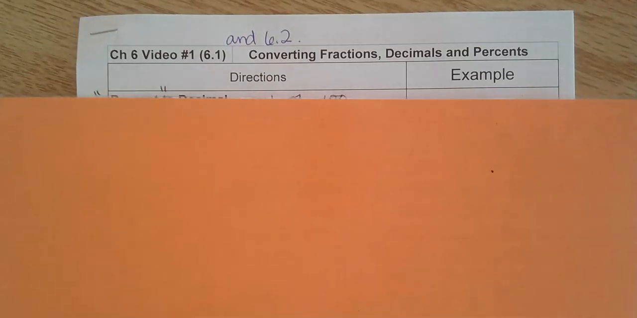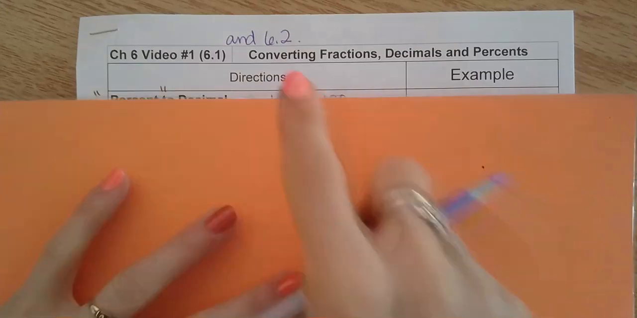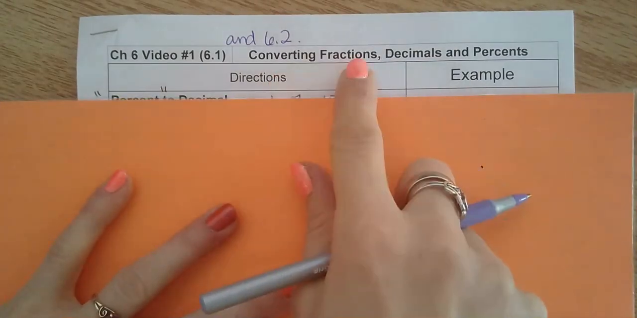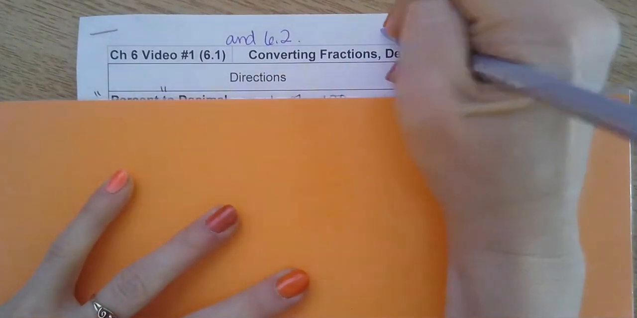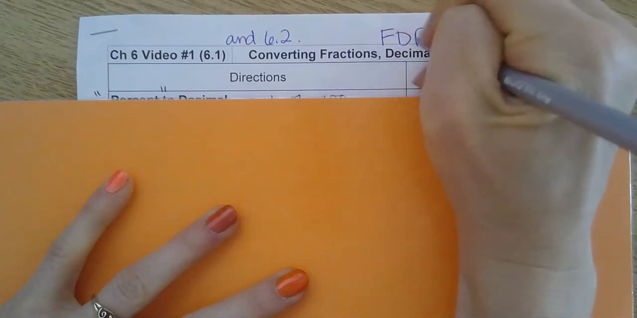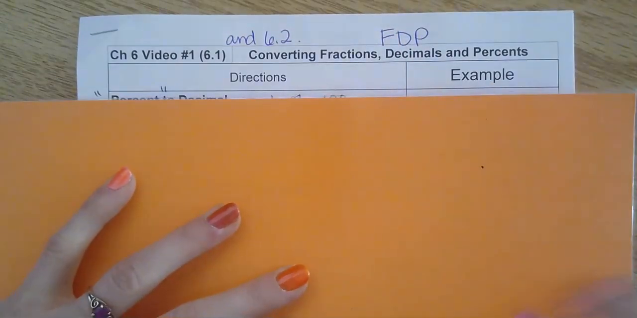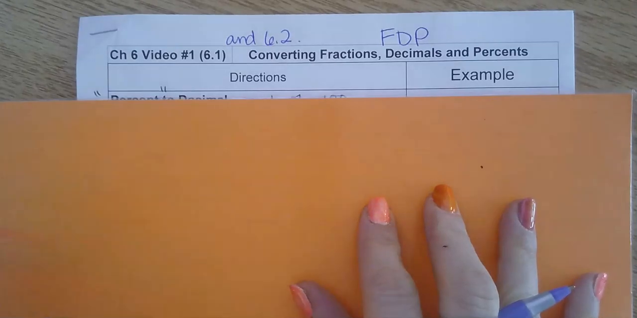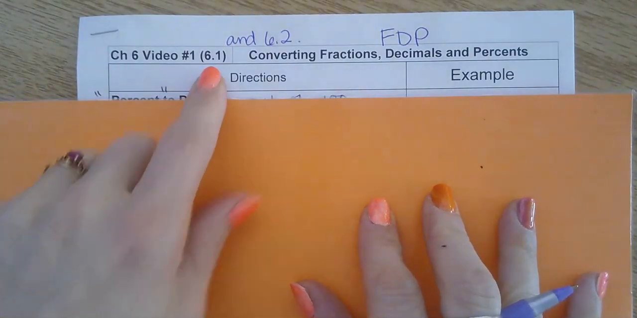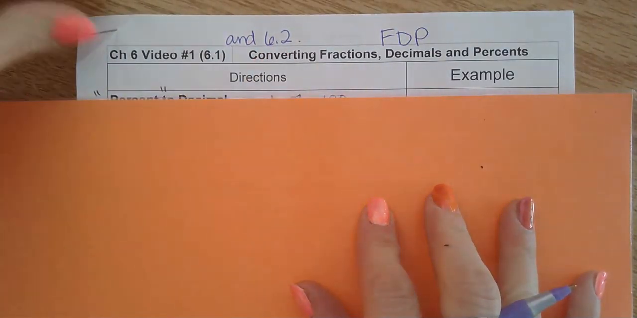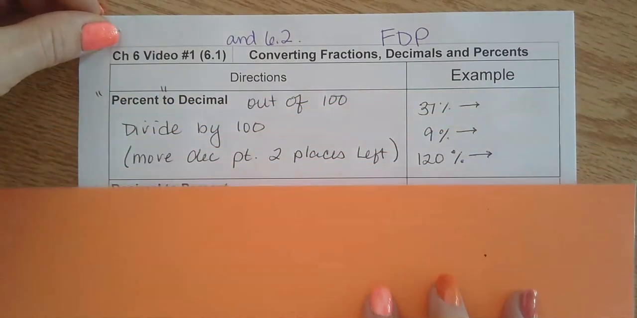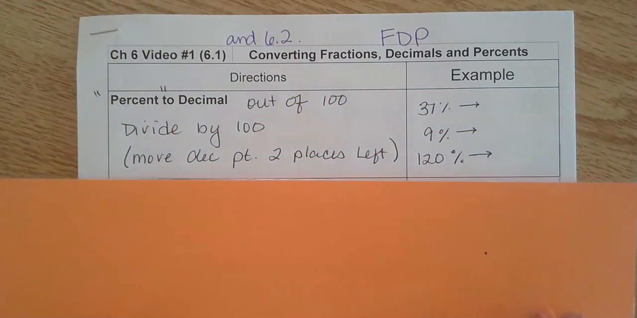So in our first video for Chapter 6, we're going to look at some review, converting between fractions, decimals, and percents. A lot of times we call this FDP, fractions, decimals, and percents. Hopefully you've seen this all before, but we're going to review it here. And it does go with 6.1 and 6.2, which we usually combine.